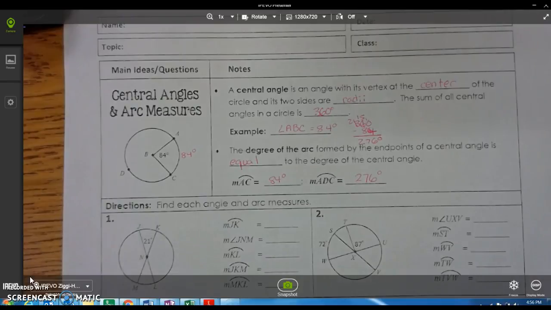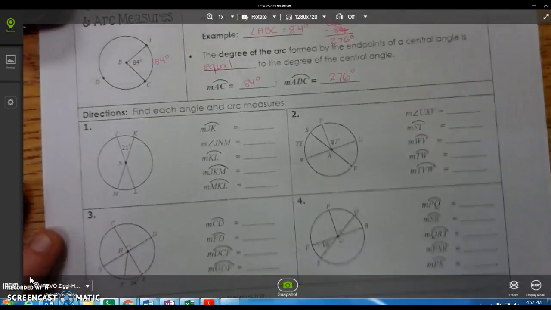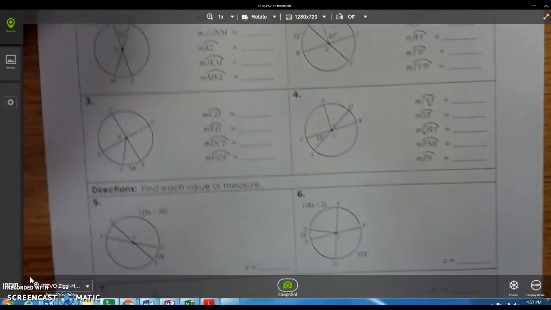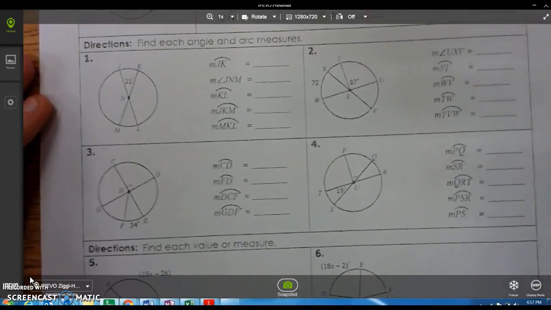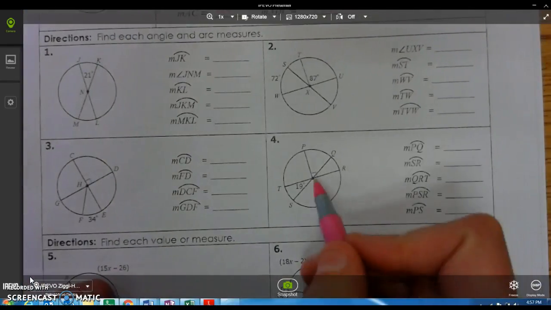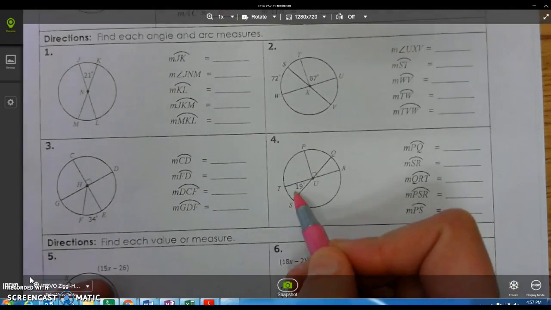So all the angles inside a circle should add together. And you're going to be able to use vertical angles and linear pairs and all that stuff to figure out the rest. So I'm going to skip down and do one of the harder ones right here, and then you're going to do the other ones. Let's do number 4. Number 4 has a right angle mark. It also has a 19 right here.